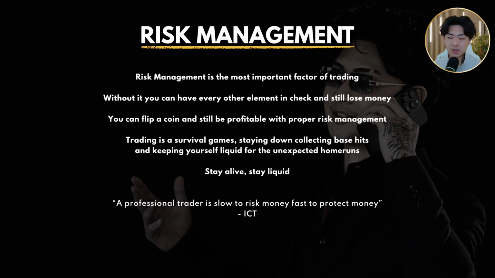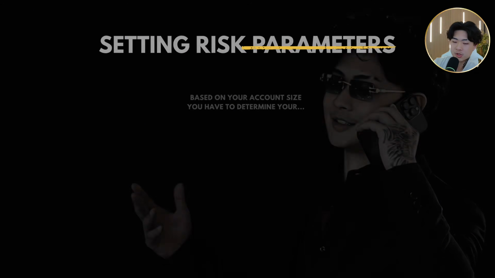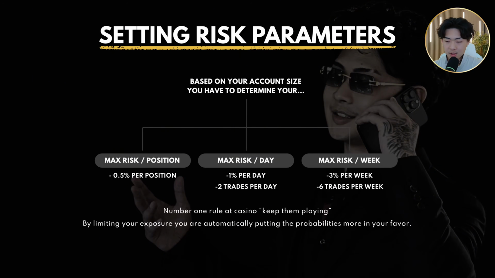The other thing you must understand is that trading is a survival game. We've covered this already: the concept of staying down, base hits, collecting small wins, and keeping yourself liquid for the unexpected home runs. We're not trying to hit home runs every day. We're just showing up consistently, taking our base hits, and whenever a home run does come, we are alive and liquid for the opportunity. So stay alive, stay liquid. A professional trader is slow to risk money, fast to protect it. With that understood, let's get into the actual risk parameters.